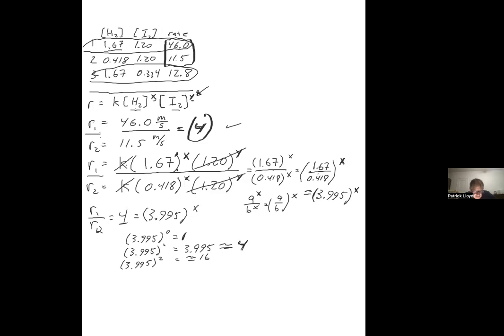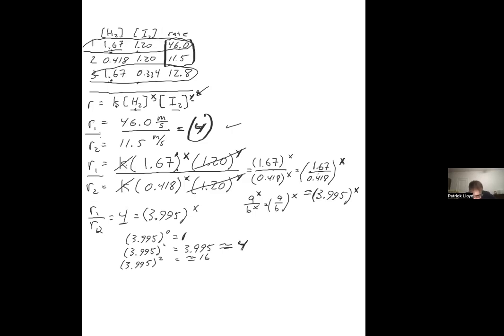In other words, the H2 has to cancel and the K has to cancel. In order for the H2 to cancel, it's got to have the same concentration in each experiment. So 1 and 3 would work, right? In 1 and 3, the H2 is 1.67, so that'll cancel. Whereas the I2 won't cancel because you've got different numbers, 1.20 and 0.334.